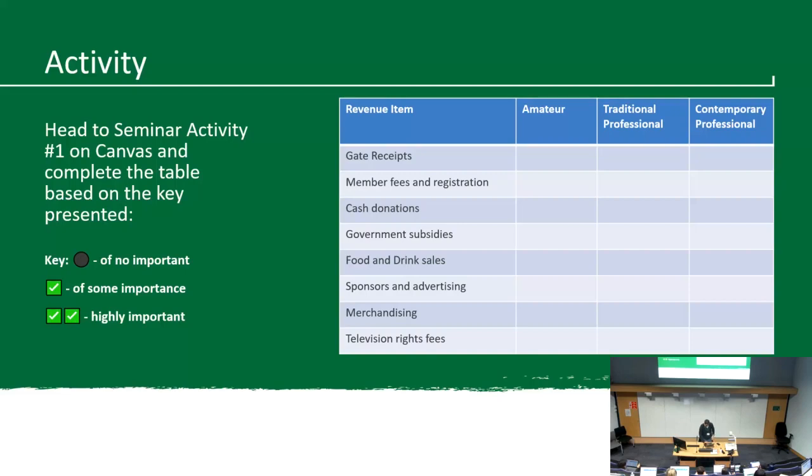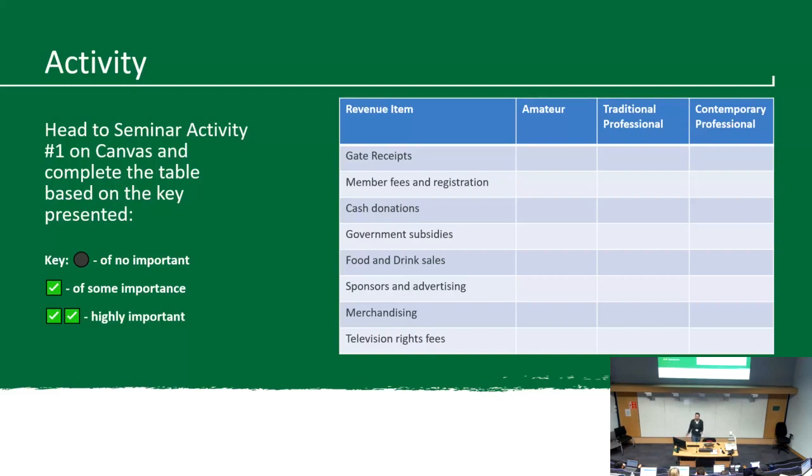So let's have a little think here about what we would have. So gate receipts, do we think that gate receipts are going to be of no importance, some importance, or highly important for an amateur sports club? Oh, some differing opinions here. Who thinks of no importance? Yeah, okay. Of some importance? Yeah. And highly important? Okay, so real mix.